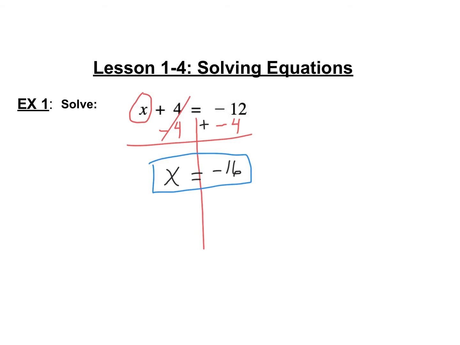And you can check your answers to make sure that you have the correct answer. So I'm going to do the check over here. I got a new stylus, but it's still not perfect. It's better than my other one. I'll have to get me a different one. But for my check, I'm going to replace my x with the value that I came up with for an answer.